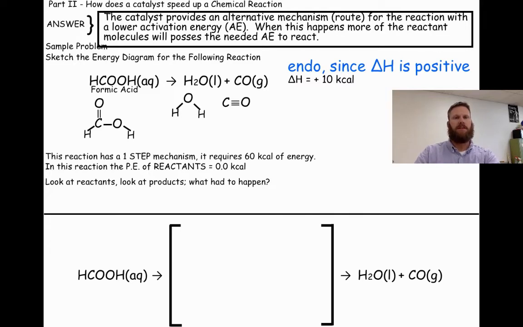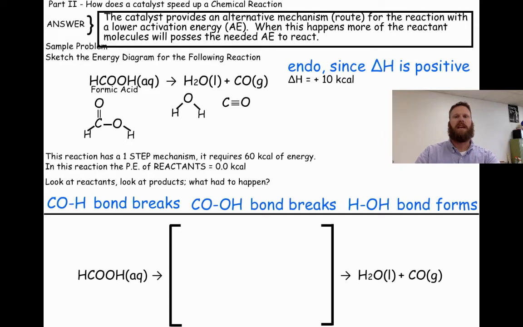What has to happen in this reaction? The bond between carbon and hydrogen has to break. The bond between carbon and the OH group also has to break. And a bond between hydrogen and the OH group must form. Thus, the activated complex would look something like this. The bond between carbon and hydrogen must break, so draw a slash through that. Same with the bond between carbon and OH. The bond between hydrogen and OH must form, so draw an X on that bond.